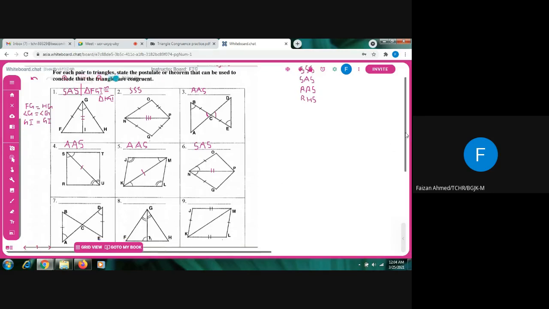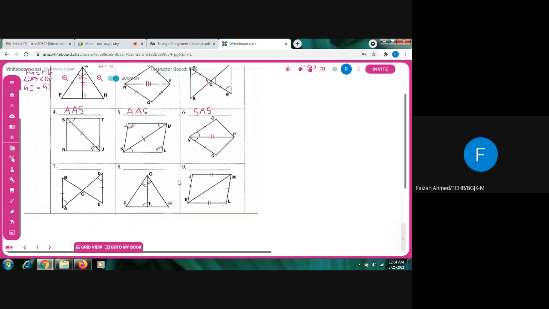Question number 7. In question number 7 again we have one pair of equal angles, as we can see clearly in the figure, and one pair of sides are also equal, and since we can see that this is a cross, these are vertically opposite angles which are always equal. So we have two angles and one side, so this is again angle side, because two angles are equal and one side is also equal. So we can say that these two triangles are congruent and the basis is angle side.